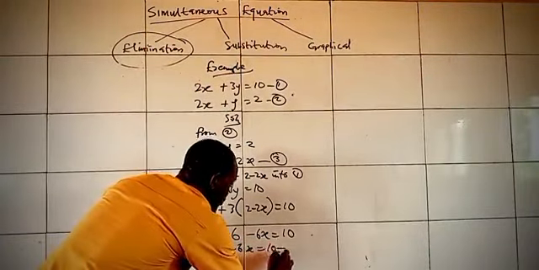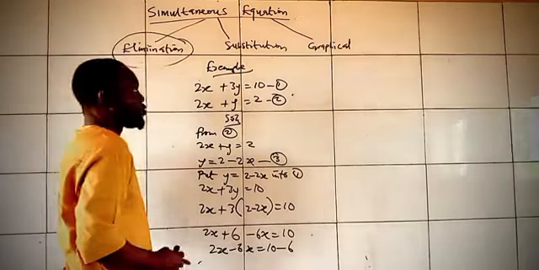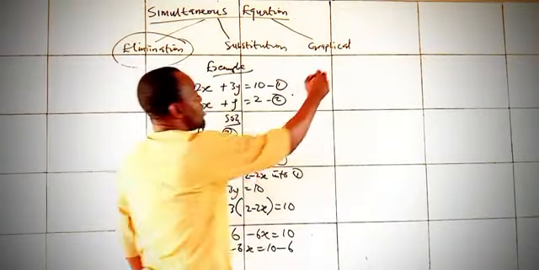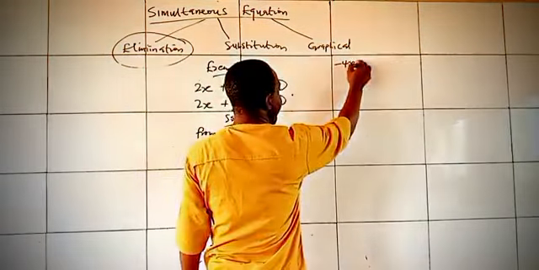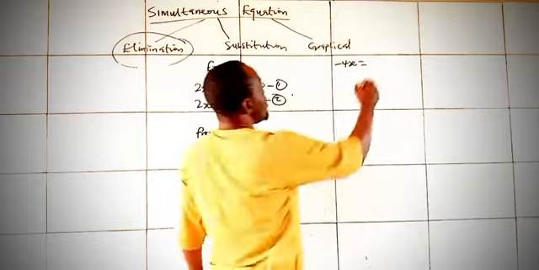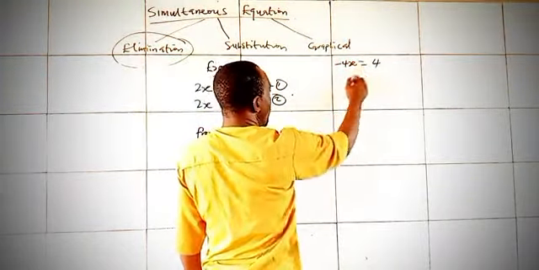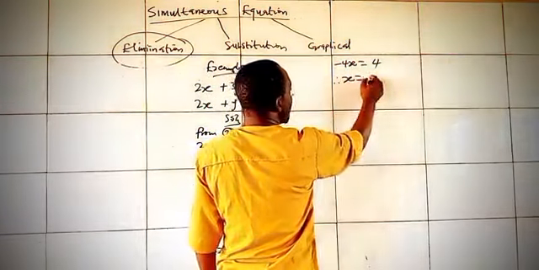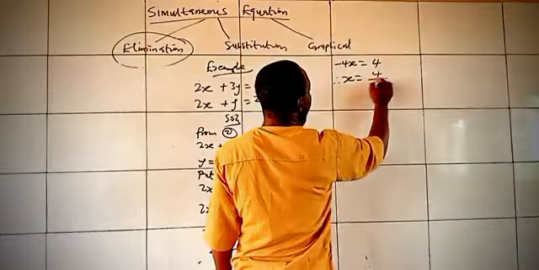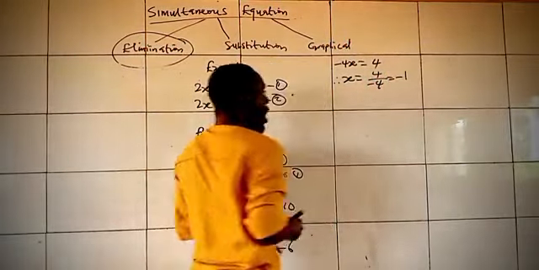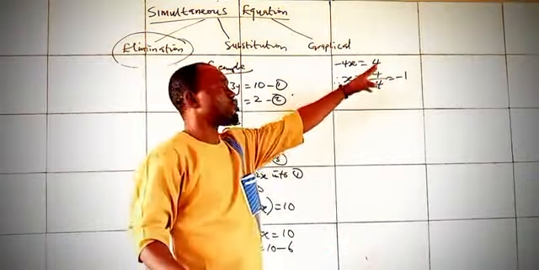When this 6 goes to this side, it becomes minus 6. So from here, when we subtract, we have minus 4x is equal to 10 minus 6, which gives me 4. So divide both sides by minus 4. Therefore x is equal to 4 over minus 4. When you divide it, the answer becomes minus 1. So our x is now minus 1.